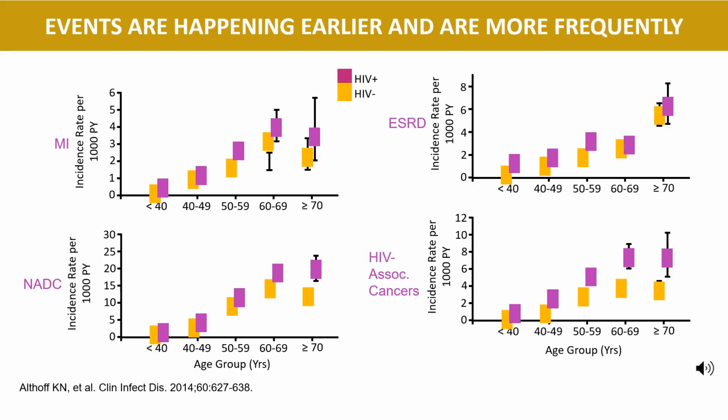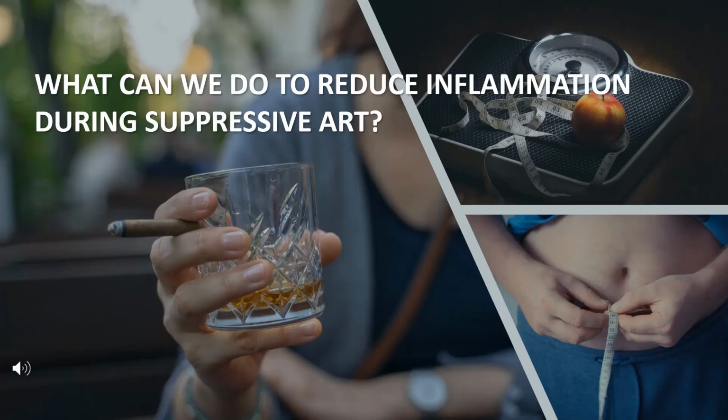In this study, investigators looked at 4 events: myocardial infarctions, end-stage renal disease, non-AIDS and AIDS-related cancers, and compared the frequency of events by age between those with and without HIV. As you can see in the graphs, the onset of these events is earlier and they are more frequent in people with HIV. What can be done to reduce inflammation during suppressive antiretroviral therapy?